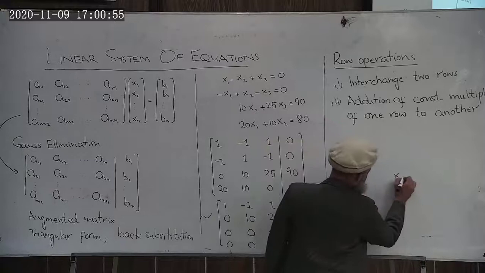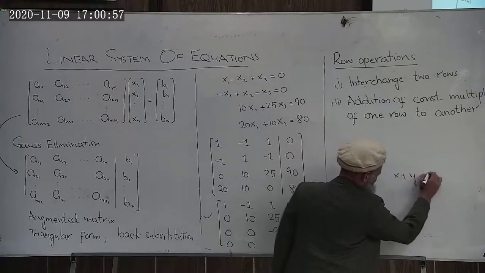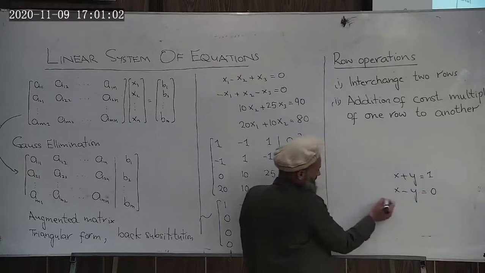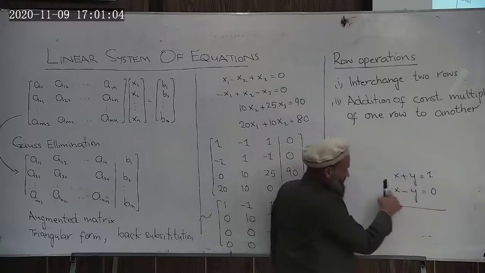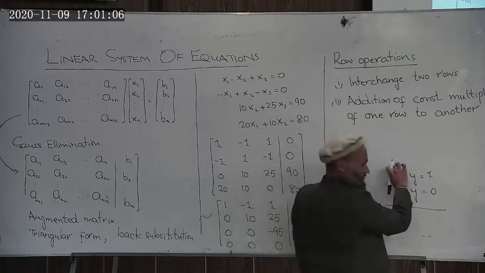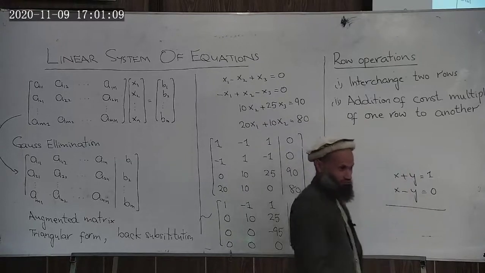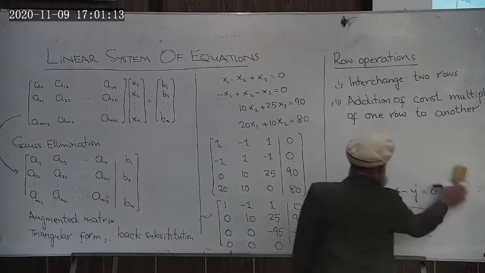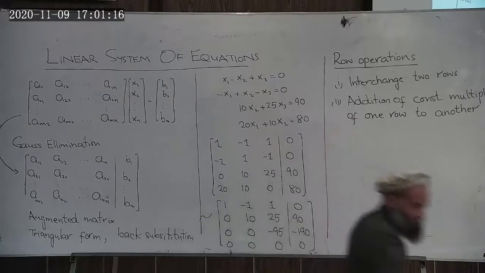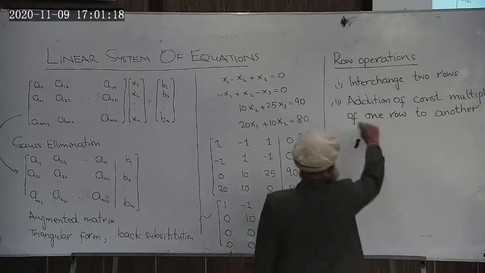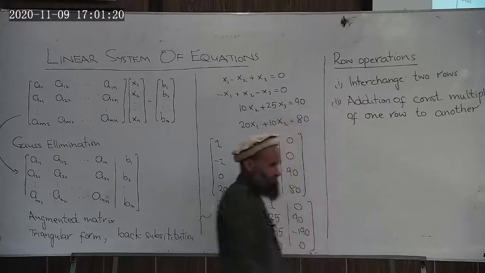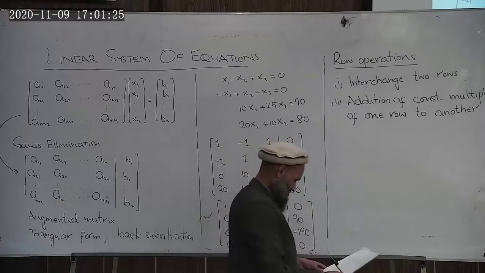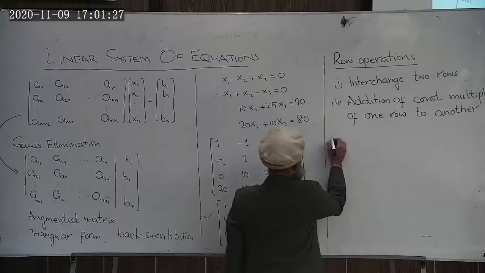For example, if you had the equation x plus y equal to 1 and x minus y equal to 0, what you had done is you add this equation to the first equation to get another equation. That does not change the solution. So if you add a constant multiple of one row to another row, that does not change the solution. Therefore, this elementary row operation will not change the solution.